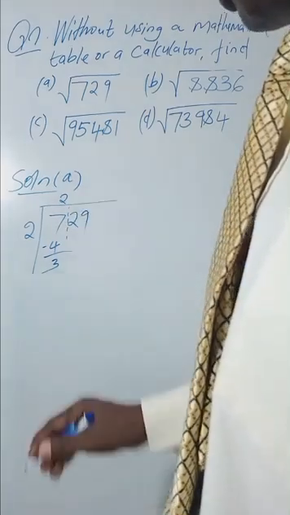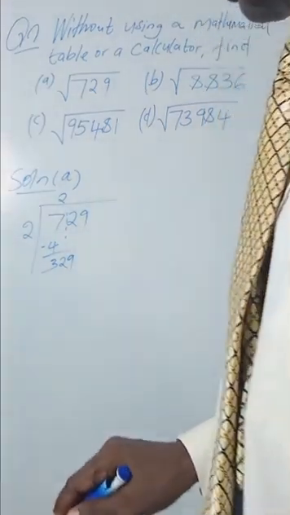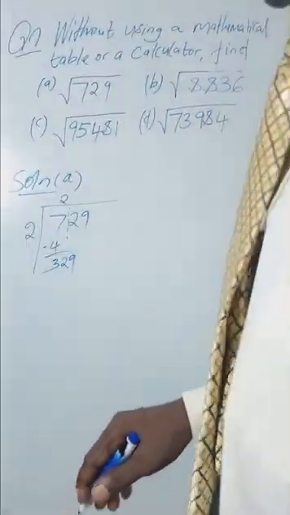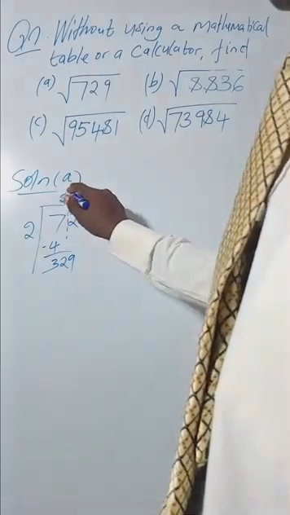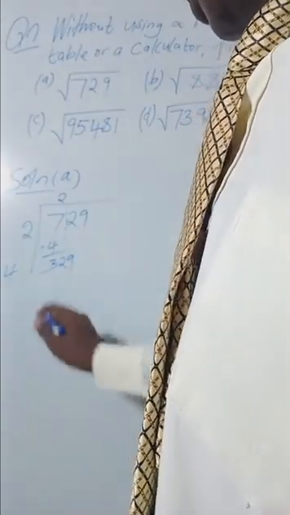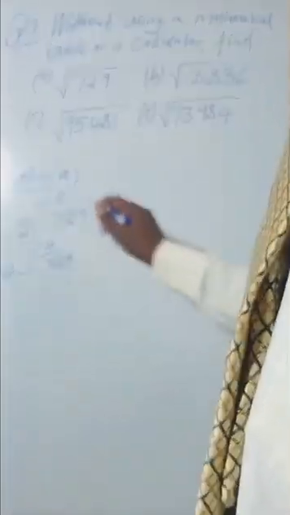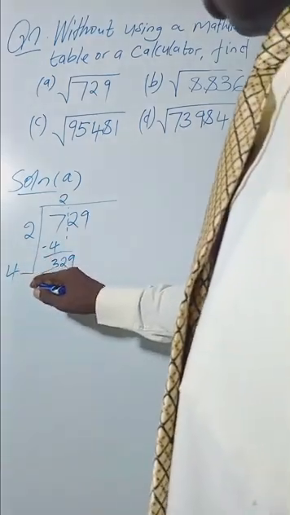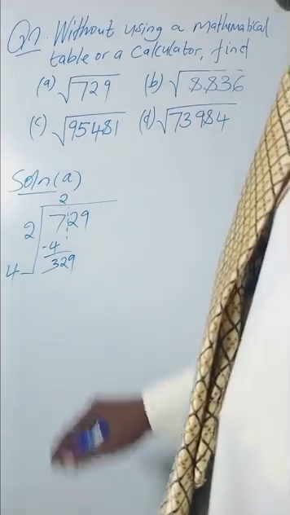3 cannot give us the square of the number. So what we do, we drop down the next pair of numbers, that is 29. There we are, 329. But what you do, double the number on top. When you double, we get 4. Then find a number to put here, which when multiplied by this last digit will give us a number which is equal to or close to this one. The last digit in our number here, the dividend, is 9.